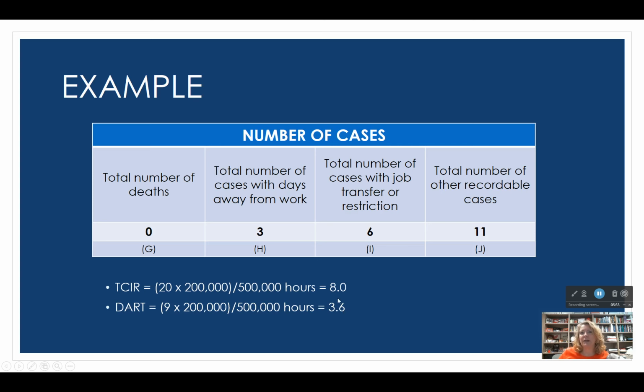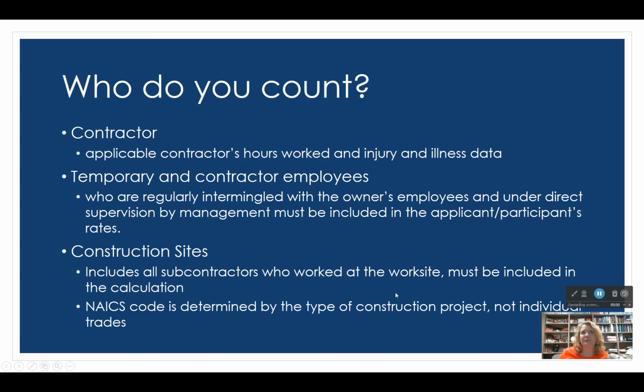Just a mental check: our TCIR rate is more than our DART rate, so it's potentially correct. Our DART rate was 3.6, so 3.6 employees out of 100 had a days away or job restriction last year. Who would we count? Would we count contractors when they're working under your auspices? Then yes, you would.